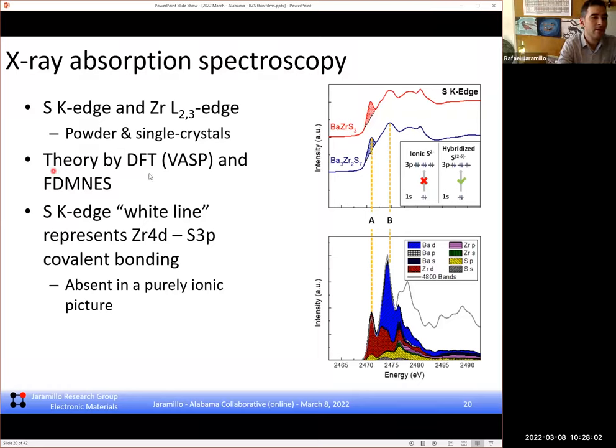We can go farther. We're using a lot of DFT, VASP, and FDMNES calculations to model this. And what the theory can do for you is you can calculate XAS spectra and you can decompose by orbital, or you can decompose by site, or you can decompose by band. And when you can do that, you really can look in detail at what orbitals, sites and bands are responsible there. And that's very satisfying to me.